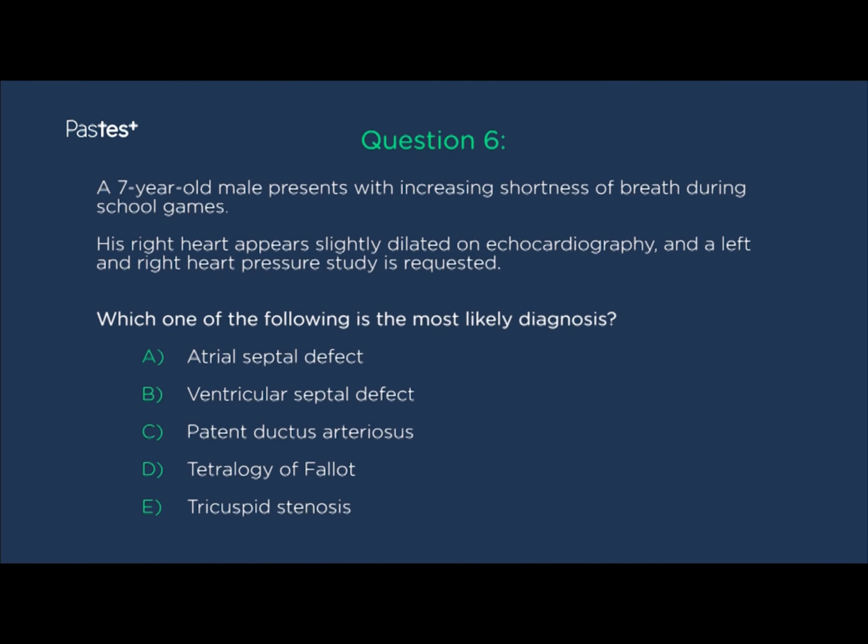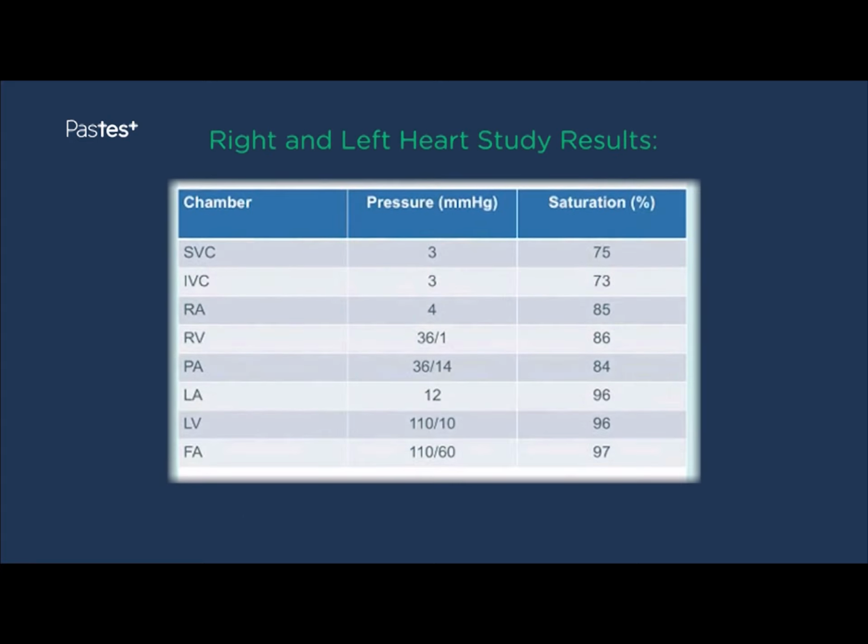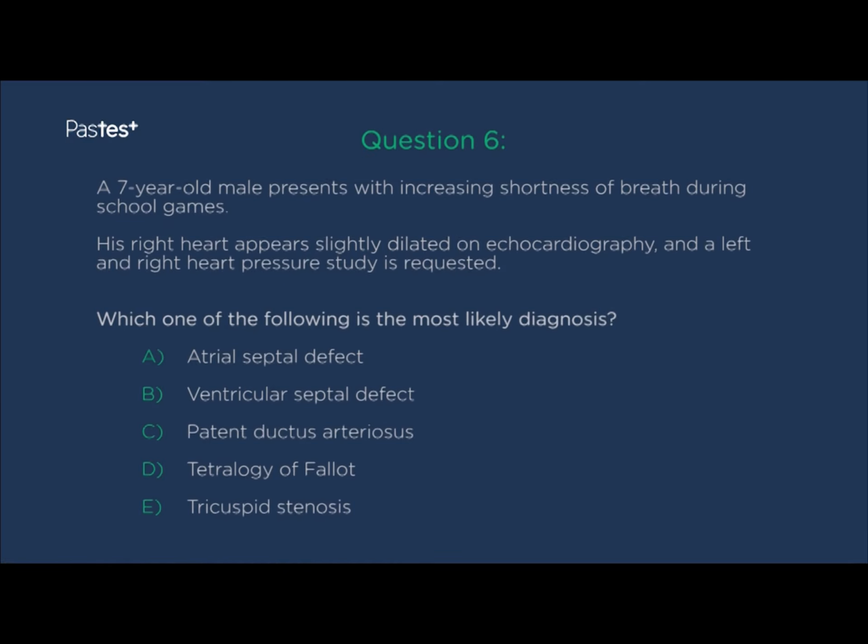Question 6. A 7-year-old male presents with increasing shortness of breath during school games. His right heart appears slightly dilated on echocardiography, and a left and right heart pressure study is requested. Which of the following is the most likely diagnosis? I'll give you a moment to consider these options. If you went for A, atrial septal defect, you were correct.